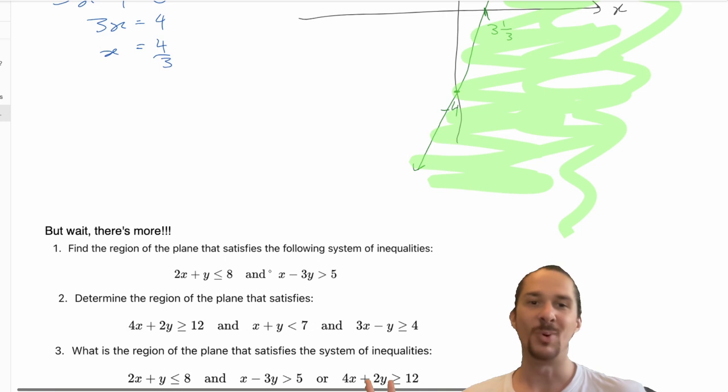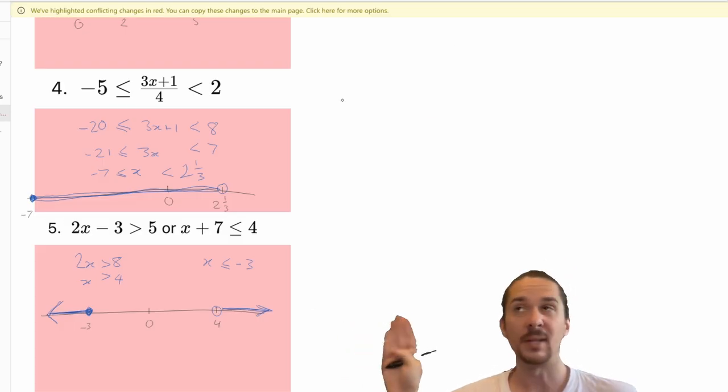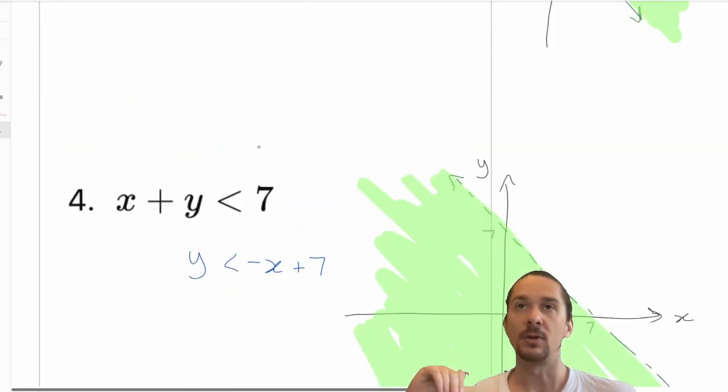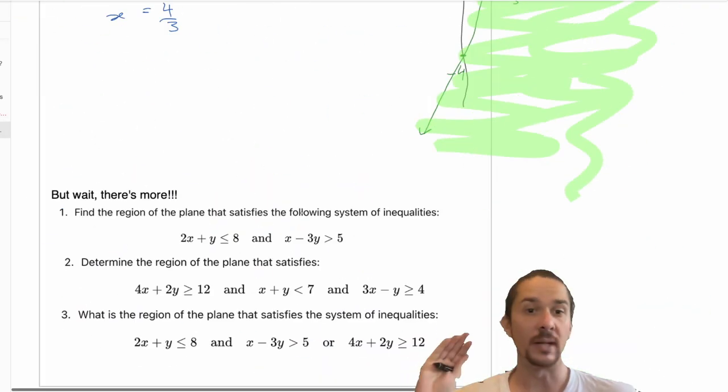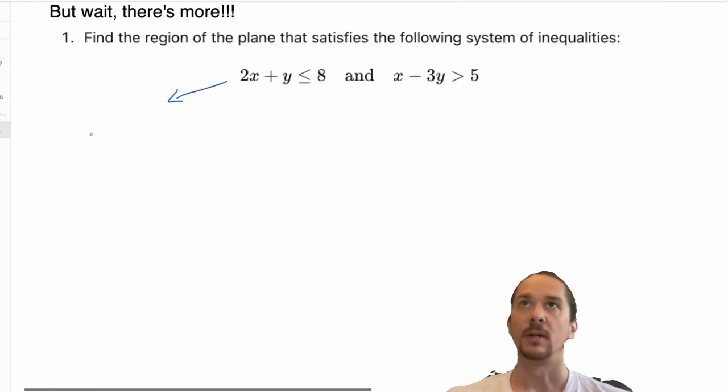But wait, there's more. Just like how we had these examples where we had compound inequalities when we were working in one dimension, we can also have compound inequalities when we're working in two dimensions. So let's have a look at these. For the first one, we're going to have y is less than or equal to negative 2x plus 8.